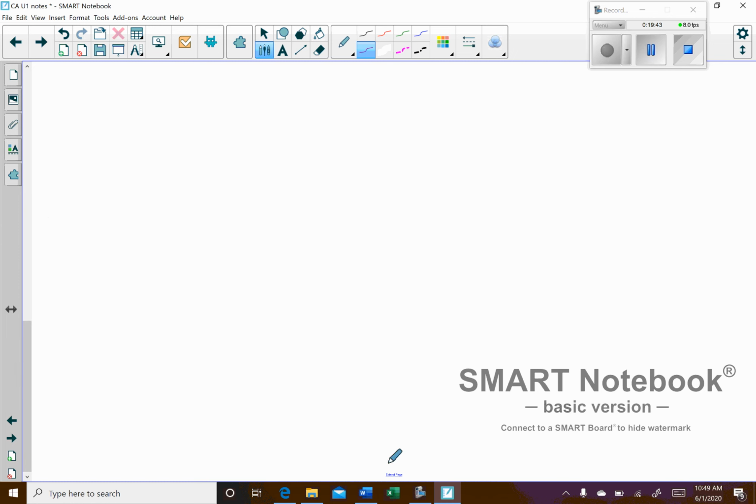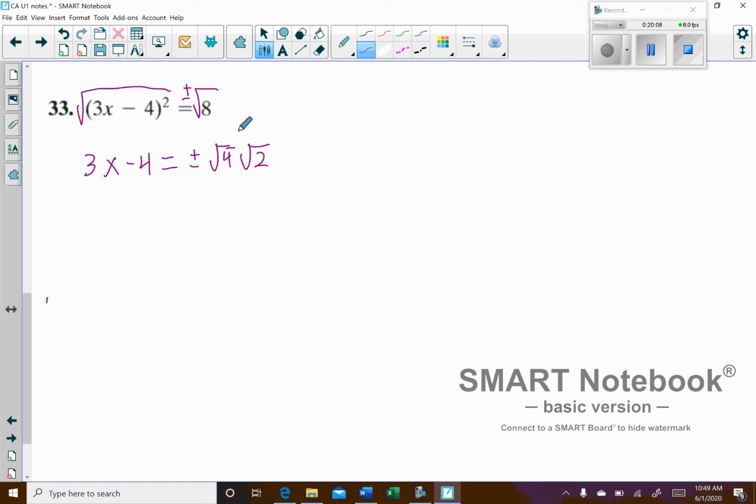Okay, so we'll look at one more here. I'm going to start by square rooting both sides, plus minus. So that'll leave me with 3x minus 4 equals plus or minus the square root of 8. Well, what I can do here is 8 can actually get split. I can break that up into a 4 times 2. We haven't really seen this yet, but I can break this apart into 4 and 2, and then 4 is a perfect square, so I'm going to go ahead and square root that. So we have 3x minus 4 equals plus or minus 2, and then I still have a square root of 2.